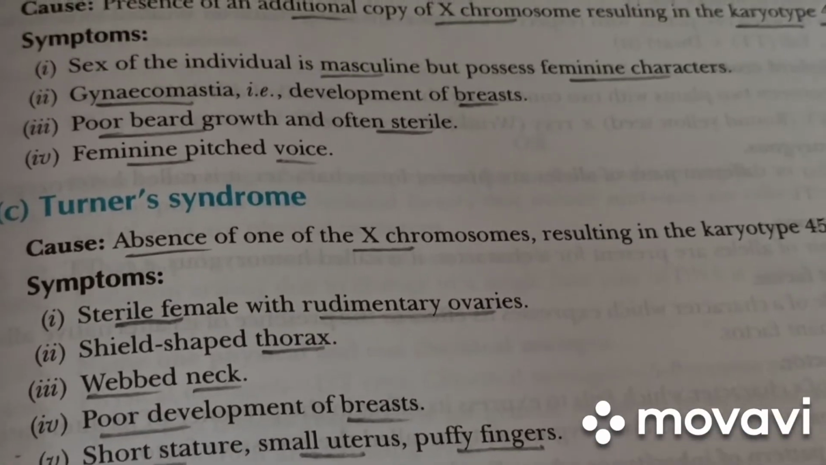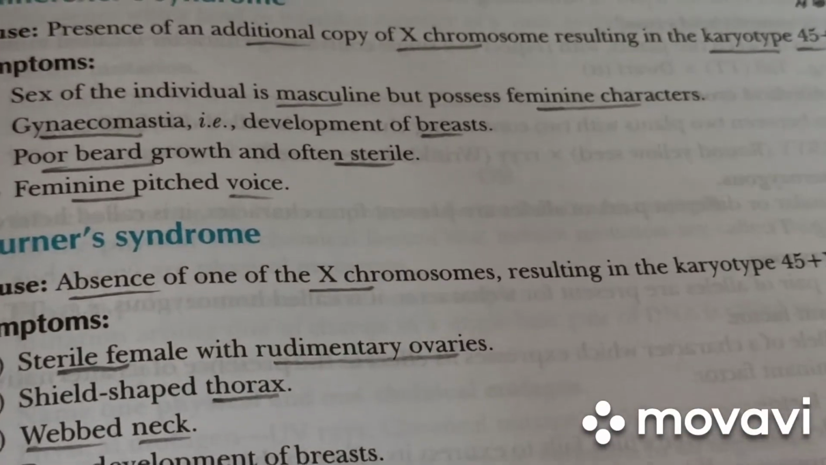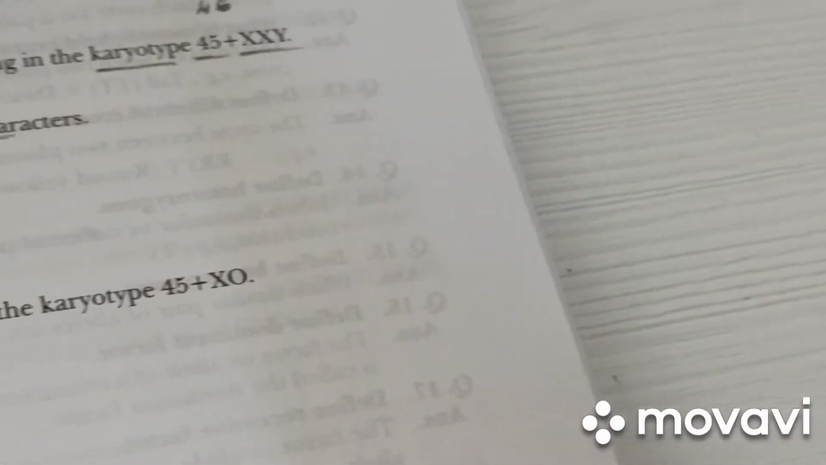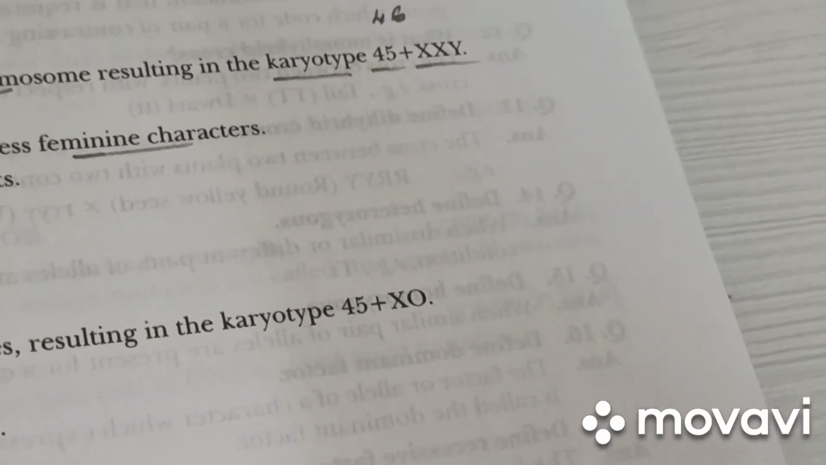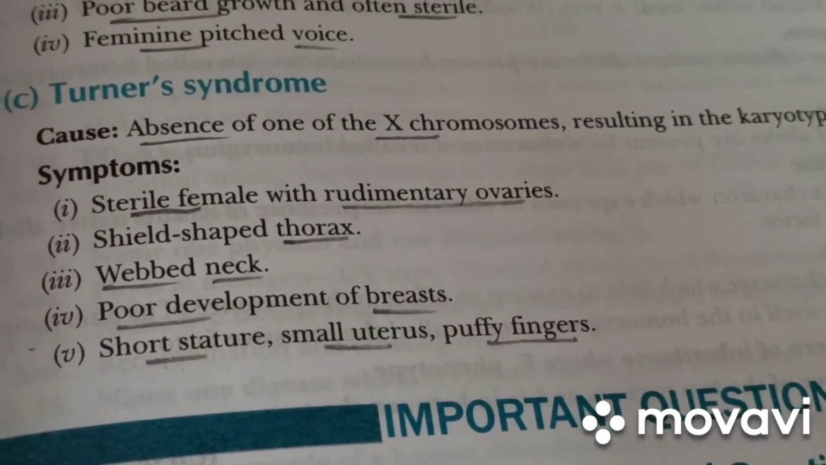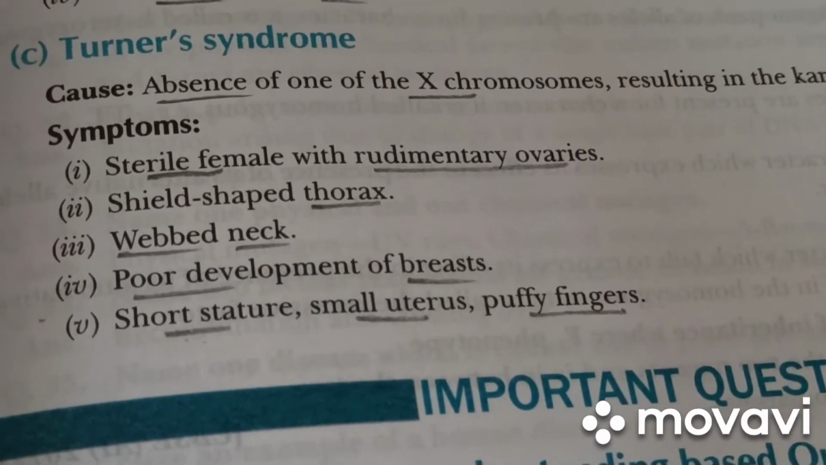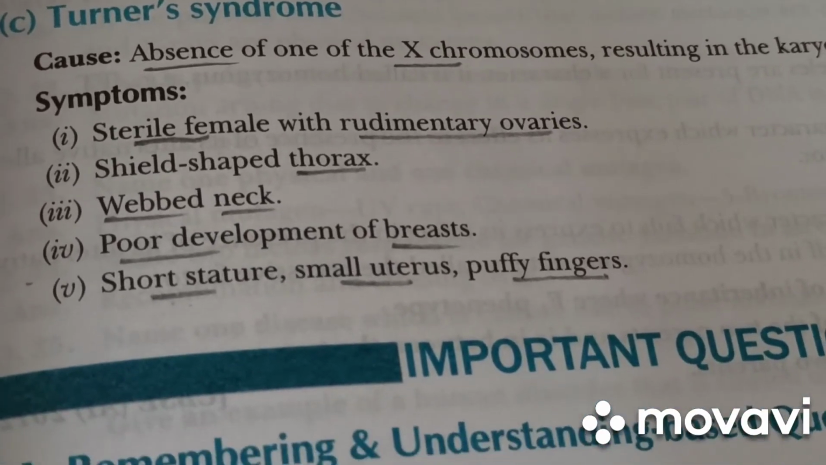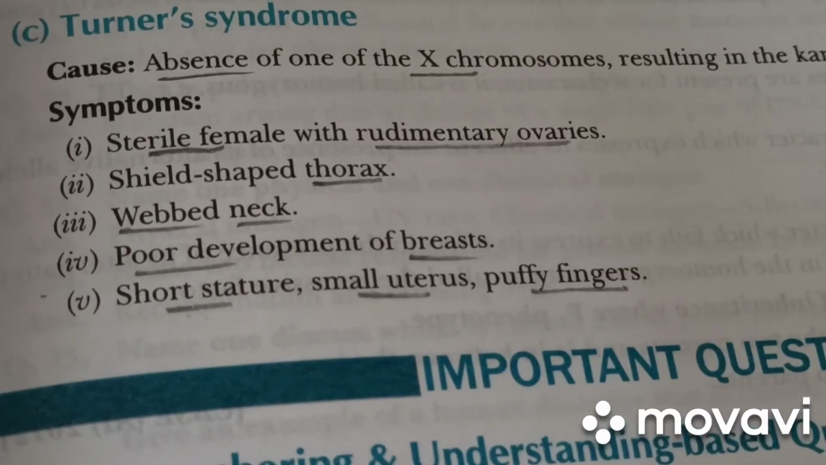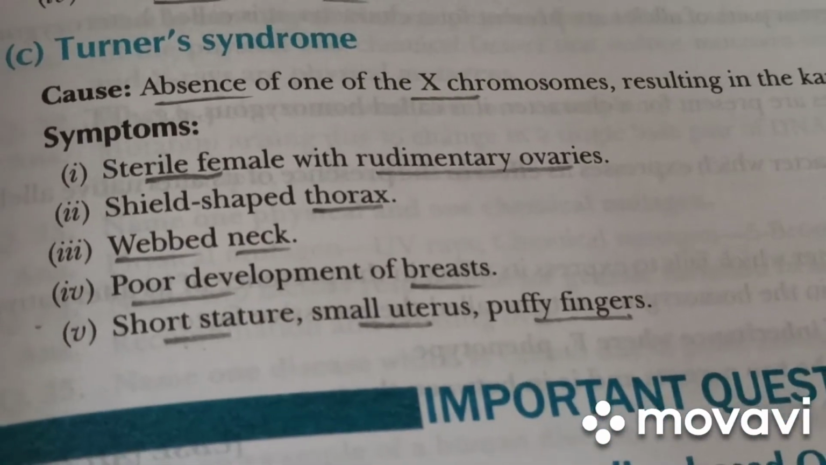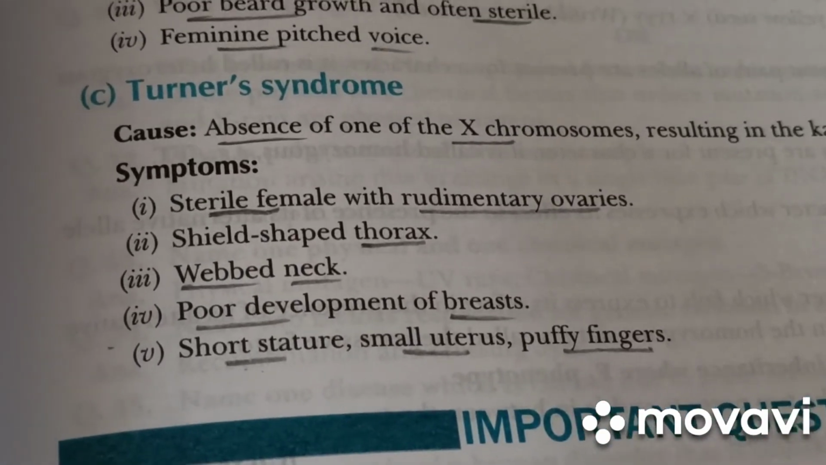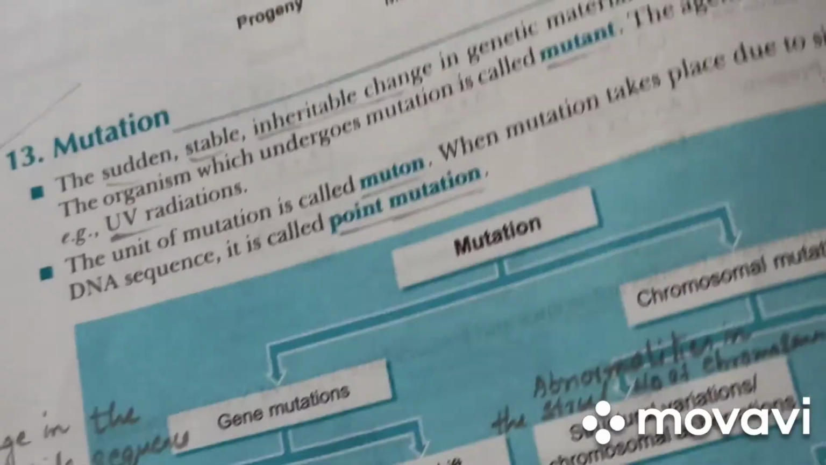Clear? So what is the reason for this? There is absence of one X chromosome. You can see here 45 plus XO. One X is missing, less number. Symptoms: sterile female with rudimentary ovaries, shield-shaped thorax, webbed neck, poor development of breast, short stature, small uterus, puffy fingers. These all are symptoms of Turner's syndrome.